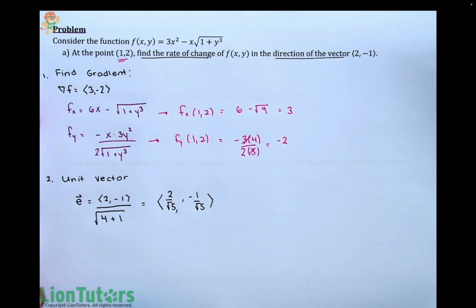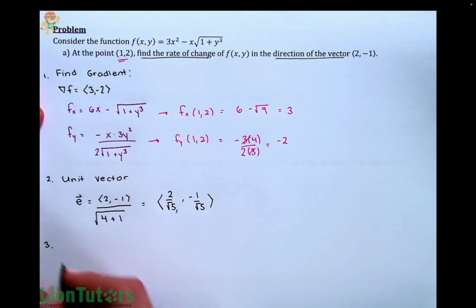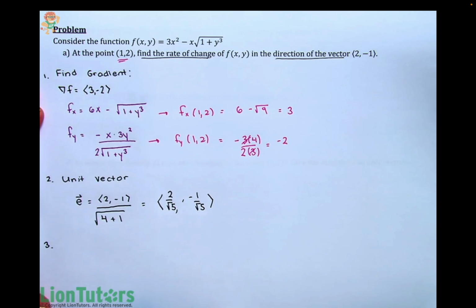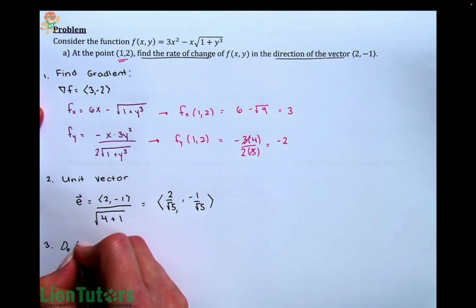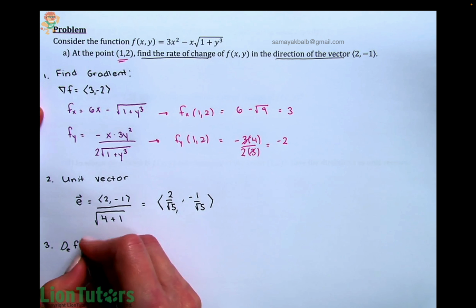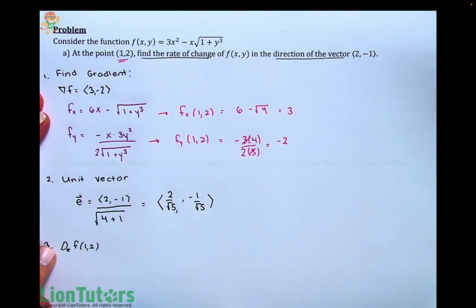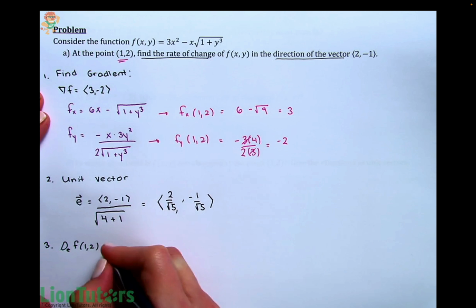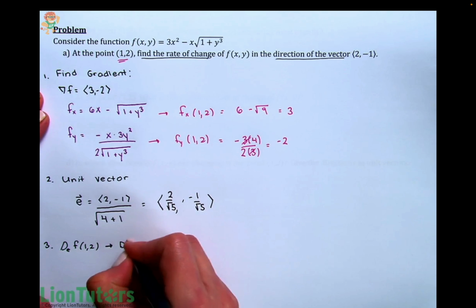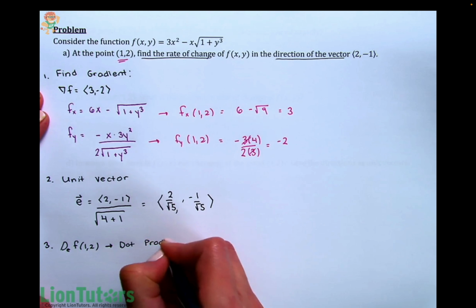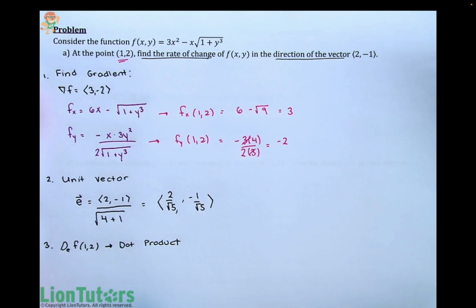And then step 3, to find our directional derivative. And by the way, the notation on this is pretty awful. Directional derivative would be D sub u of our function f at the point (1, 2). So D standing for directional derivative in the direction of this unit vector of our function at this point. So that's our directional derivative. What we're going to do is take the dot product: gradient, unit vector, dot them.